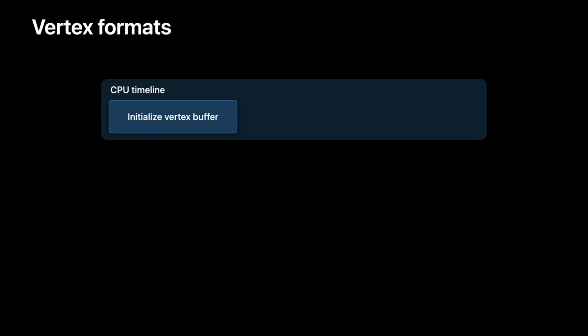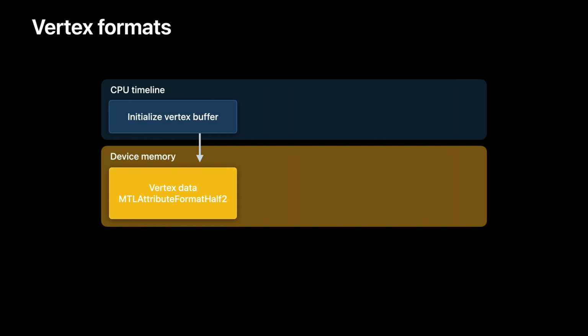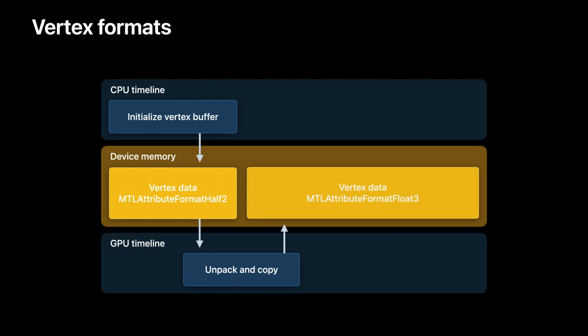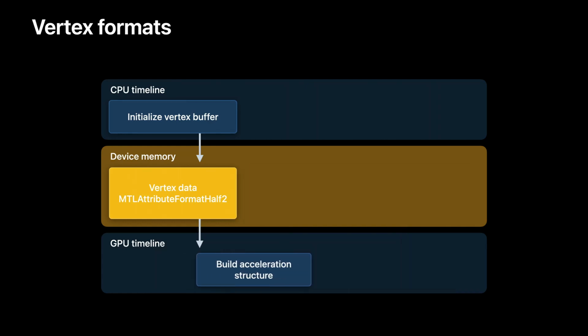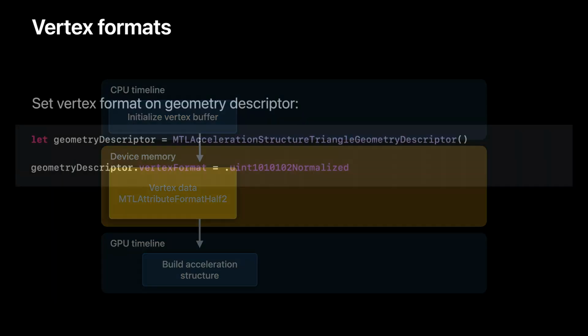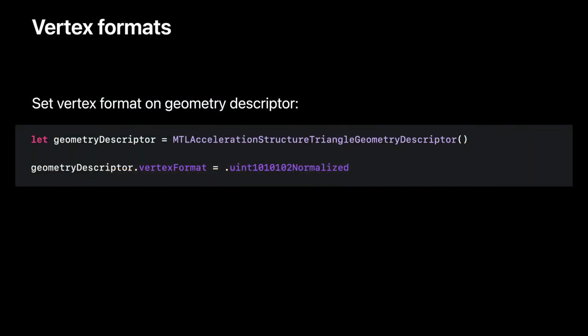In this example, the application has vertex data in a half-precision vertex format. This data needs to be unpacked and copied into a temporary buffer just to build the acceleration structure. With the new vertex formats feature, acceleration structure builds can now consume vertex data in any of the supported formats, eliminating the need to create a temporary copy. Setting the vertex format couldn't be simpler. All you need to do is set the property on your geometry descriptor.